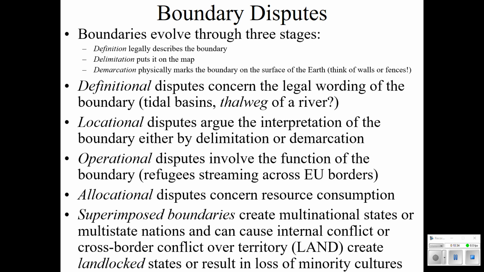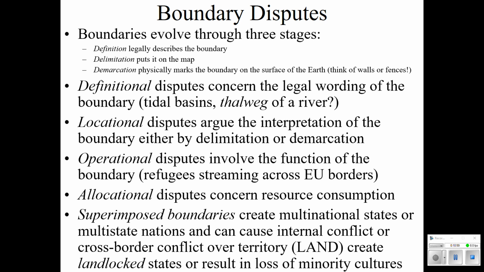Superimposed boundaries, we already talked about these. They're put down by outsiders. They have no concern for what the local people may want or need, and this can create some really big problems. All throughout Africa, we see really bad borders that were created by European colonizers who didn't care what the tribal African groups wanted or needed, or what the effects would be 100 years, 200 years later.